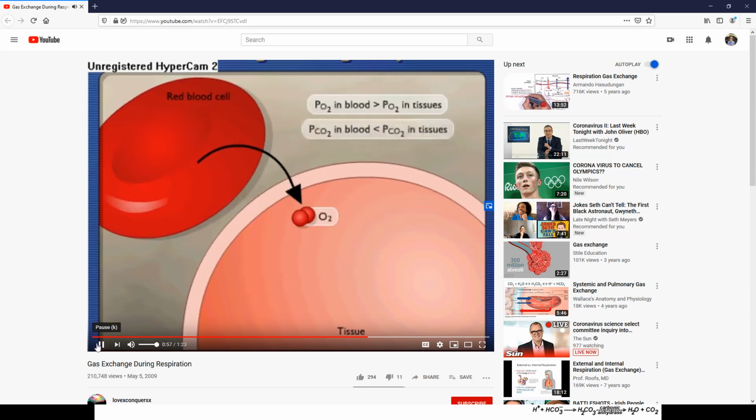Also, the PCO2 in the blood is lower than the PCO2 in the body tissues, so carbon dioxide diffuses into red blood cells there.